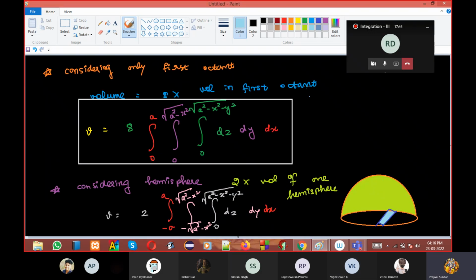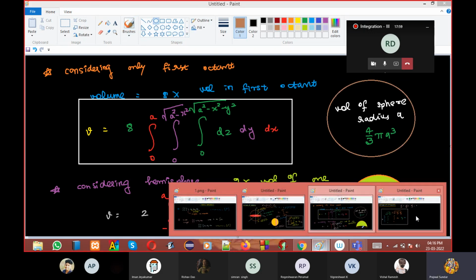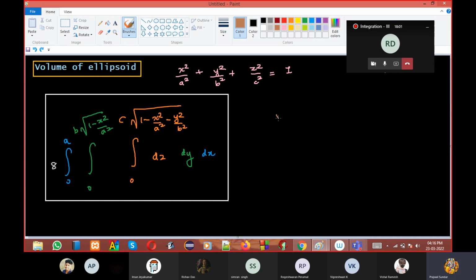I will give the final answer right here. What is the volume of a sphere of radius a? You will get 4 by 3 pi a cube. Remember that. And what will you get for an ellipsoid of parameters a, b, c? You will get 4 by 3 pi abc.